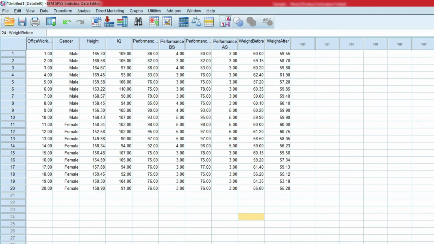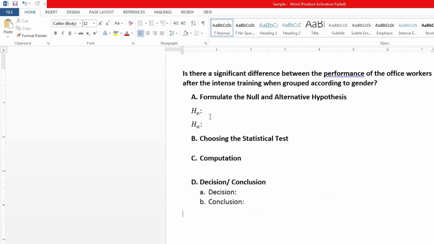Okay, for the next example, we have this problem. Is there a significant difference between the performance of the office workers after the intense training when grouped according to gender? So we are going to compare again the performance of the two groups according to gender.